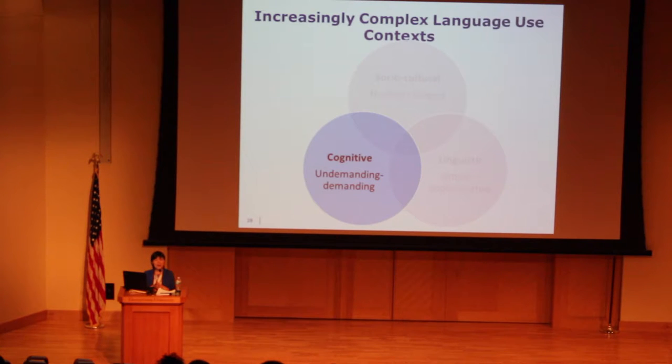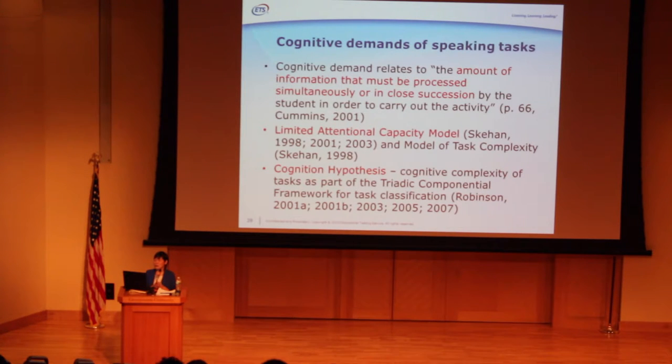The cognitive complexity of language use tasks has been pretty heavily researched in the second language learning literature, and there are quite a few dominant models there. Again, Cummins characterizes cognitive demand as the amount of information that must be processed simultaneously, at the same time or closely together, in order to carry out a task. Skehan proposed the limited attentional capacity model, where he argues that second language learners have very limited attentional capacity, so they need to prioritize where to allocate their limited resources. He believes there is a trade-off between linguistic complexity and accuracy.